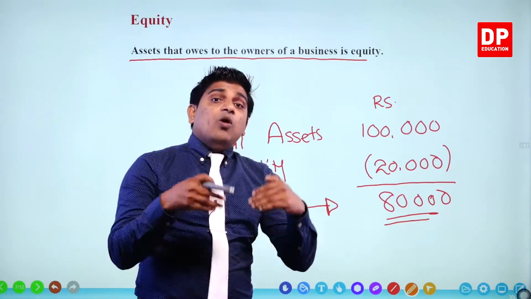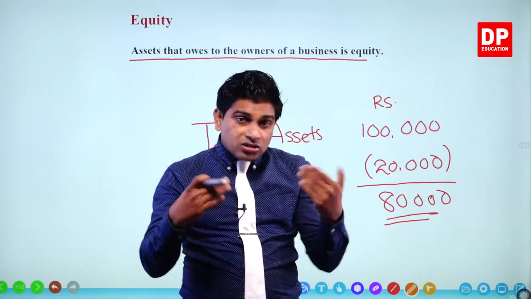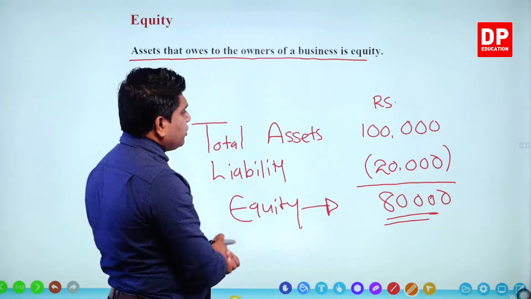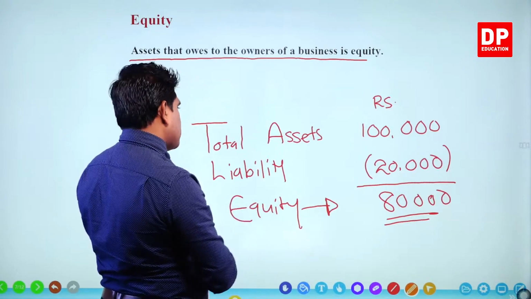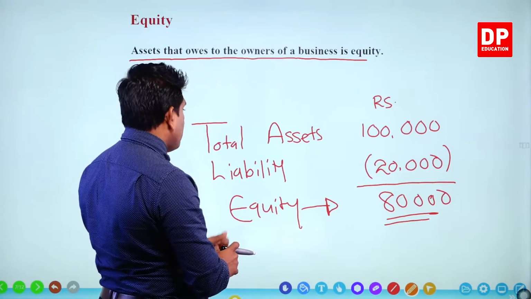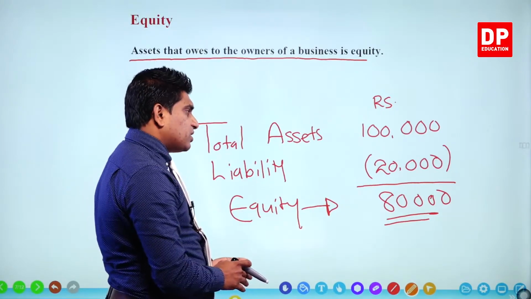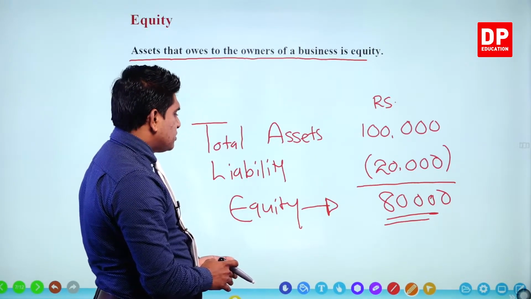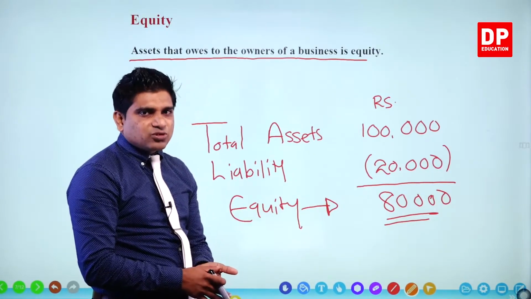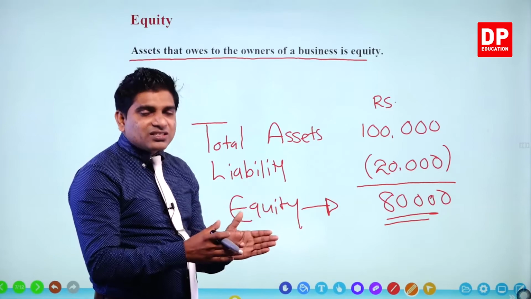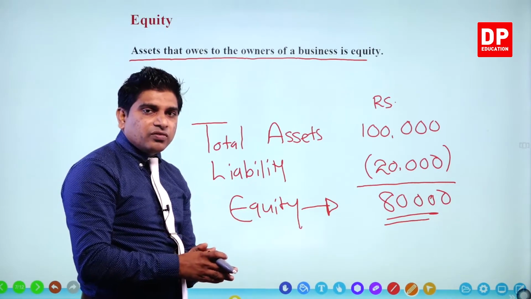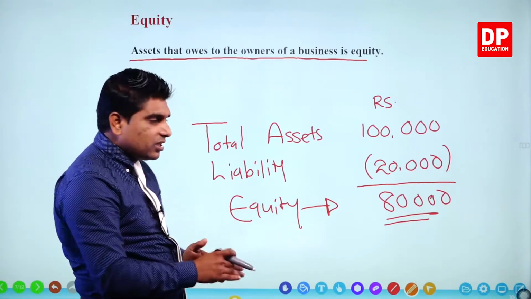Assets that are owed to the owner. All the assets, according to this example, are 100,000. But we can't say that 100,000 is your equity. Why? You have liabilities. The value is 20,000. Right? Then tell me how much is your equity? 80,000. Assets minus liabilities, the remaining part of your ownership, it is equity.